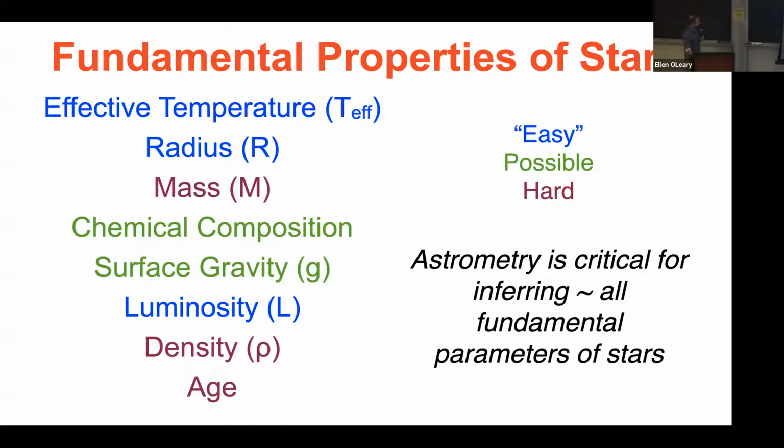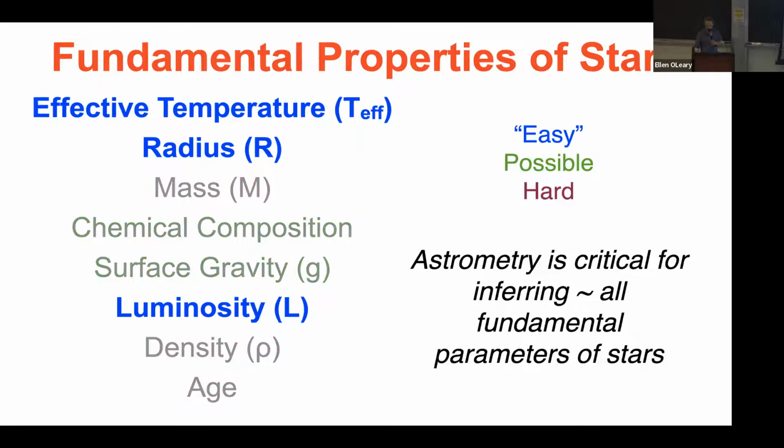Now, I can subdivide this list of fundamental properties that we've just discussed into categories of things that are "easy" to measure. I use quotes here because actually nothing is really easy to measure about stars, but those are the easier ones: temperature, radius, and luminosity, things that are possible, and things that are fundamentally quite hard to do for any given star. And we will start off with talking about the easy properties, so the effective temperature, the radius, and the luminosity.